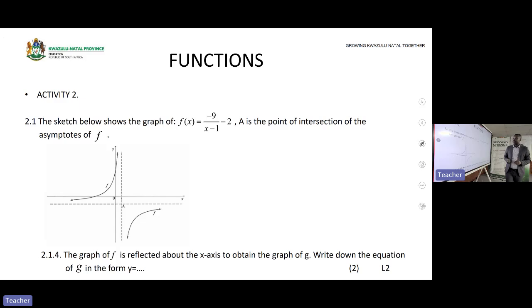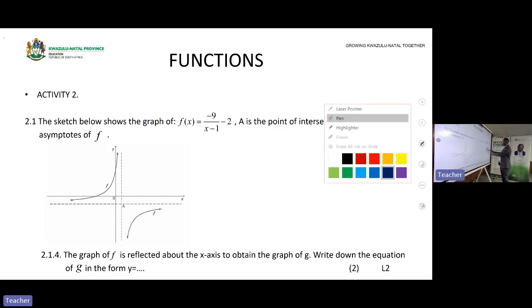Moving on to the next one. The next question is asking us if the graph of f is reflected about the x-axis. They are saying the graph of f is reflected about the x-axis. So let us look at our graph here. This is the graph, and then we are told that it is reflected about the x-axis.